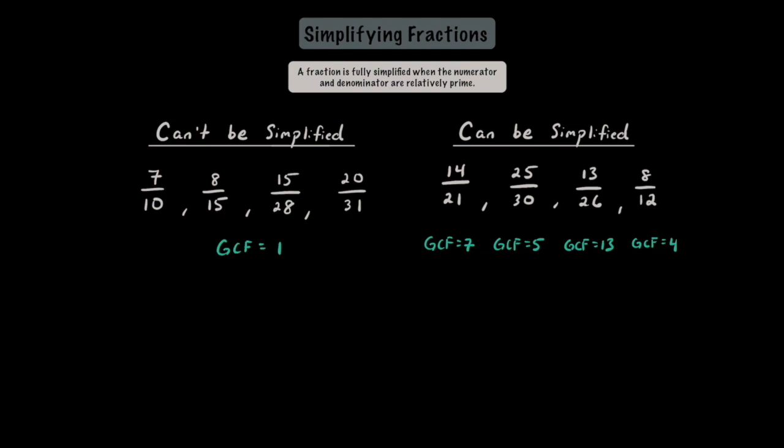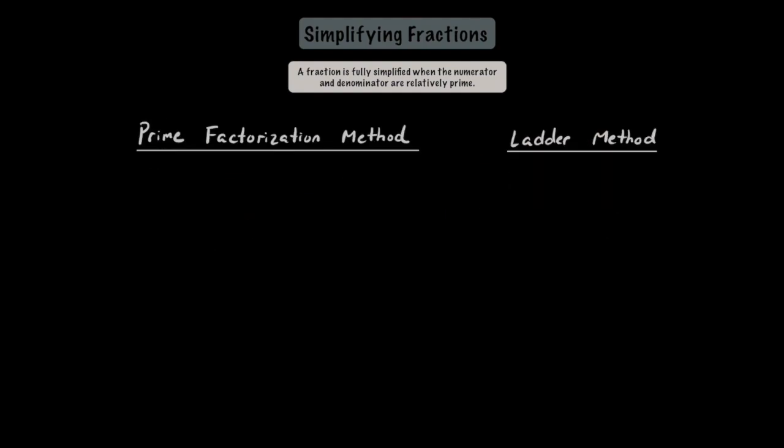In looking at each of these fractions, they all have a GCF that is greater than 1. When this is the case, we know that these fractions can be simplified. Here I'm going to show you two different methods for simplifying fractions using the GCF. First, let's simplify a fraction like 14/56.